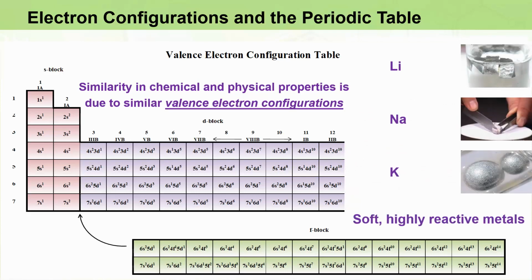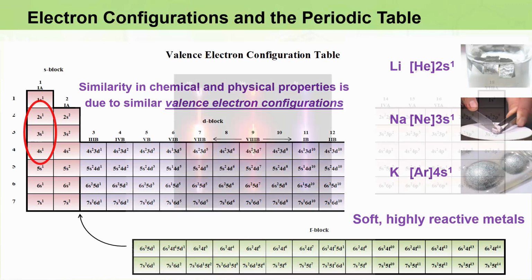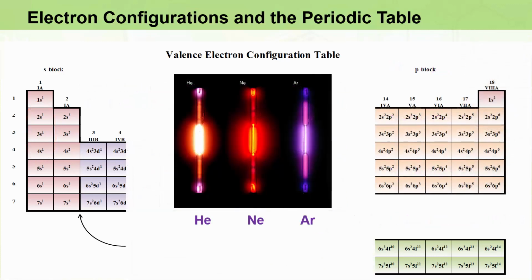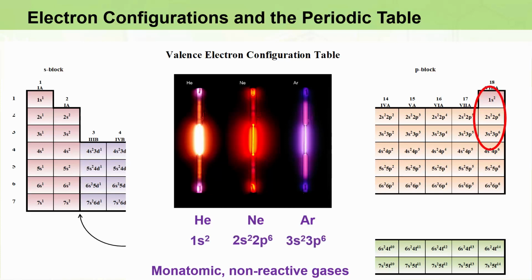all share the properties of being soft, lustrous, highly reactive metals that produce hydrogen gas when reacted with water. This is because they all share similar valence electron configurations with a single s electron available for bonding. Similarly, for the noble gases, which are all stable, monatomic, non-reactive gases, the electron configurations all have completely full shells and subshells, which is responsible for the stability and non-reactive nature of these gases.